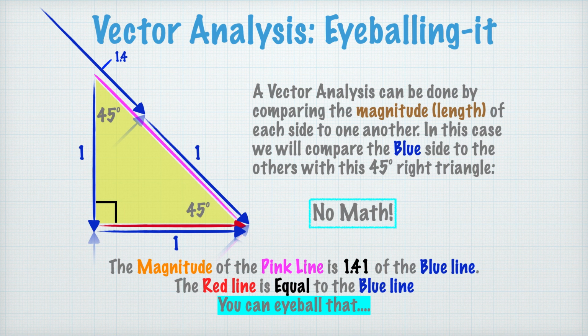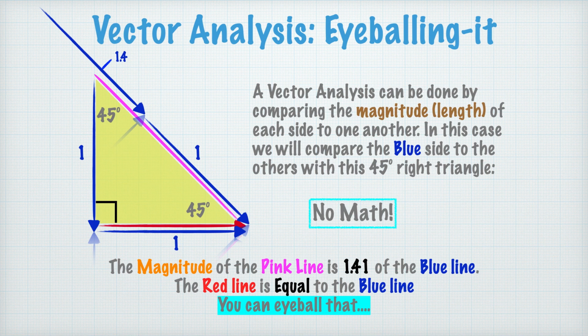So not even worrying about math, we can eyeball many of these vectors and component vectors. When you do that, it's often called a vector analysis. The example that we have here is our 45 degree right triangle, and you'll find 45 degree right triangles everywhere, in particular in structural collapse and heavy vehicle stabilization. But you'll see that 45 degree right triangle in a lot of places.